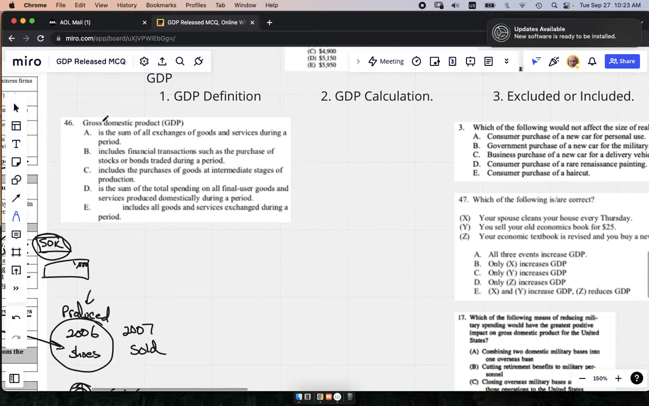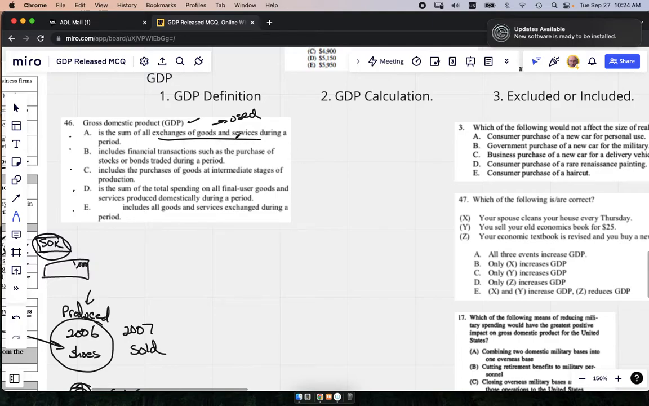Anyway, let's look at GDP. It's the sum of all exchanges of goods and services during a period. I'm going to let you read these, and then we're going to talk about them. All right. Lots of people look at A and think it's all goods and services. But exchanges would be bought and sold, so used goods would also be included in all exchanges of goods and services.